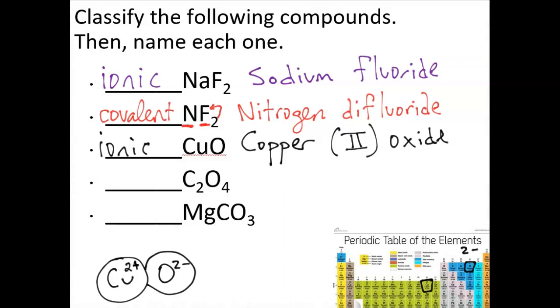If you have a transition metal like copper, you're going to show me its charge with a Roman numeral. You'll figure out its charge by thinking about what it's bonded to and how you're going to get that neutral formula for it.